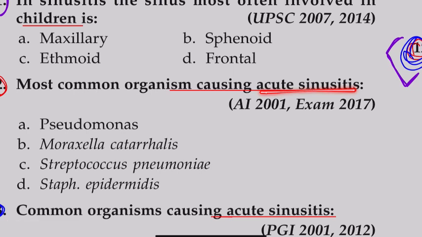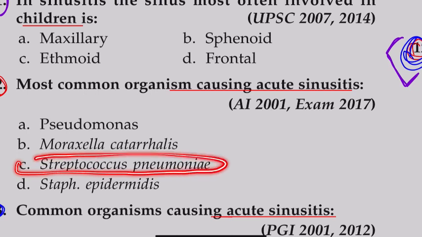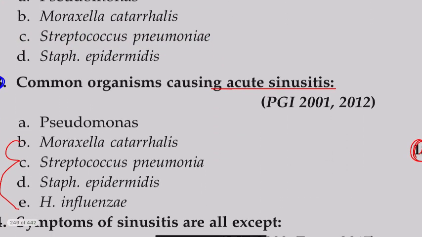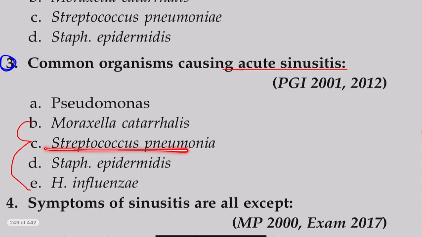The most common organism causing acute sinusitis is Streptococcus pneumoniae. Along with it, Haemophilus influenzae is also a causative organism. Streptococcus group A, and viruses like rhinovirus, influenza virus and parainfluenza virus will also cause it. But the most common is Streptococcus pneumoniae, along with Haemophilus influenzae. Moraxella catarrhalis will also cause it.